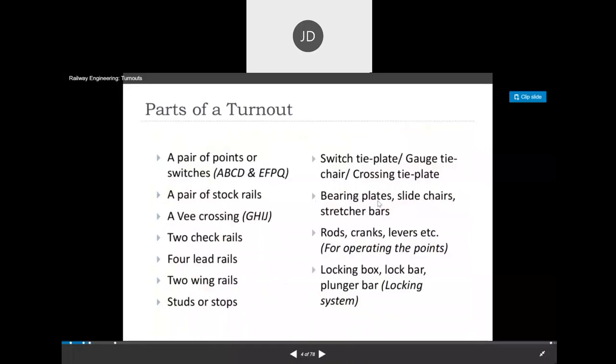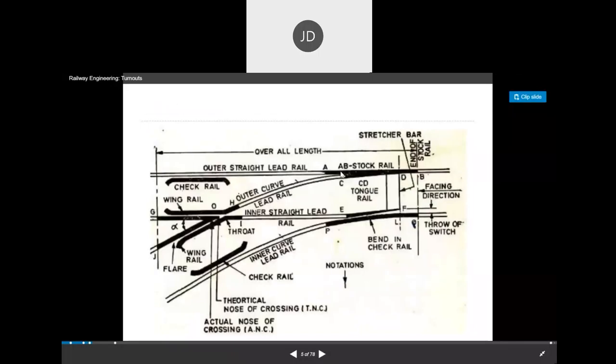Then bearing plates, slide chair, stretcher bar. These are very important. So bearing plate will be there. Okay, and stretcher bar, this one you can see. Stretcher bar is this bar attached in the transverse direction across the rail. Basically it is to connect the stock rail or the point rail.